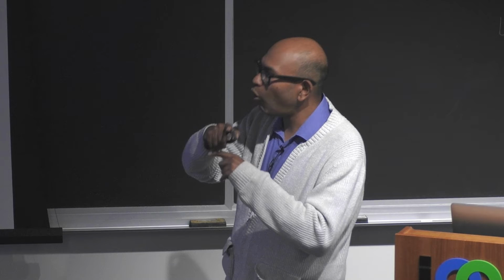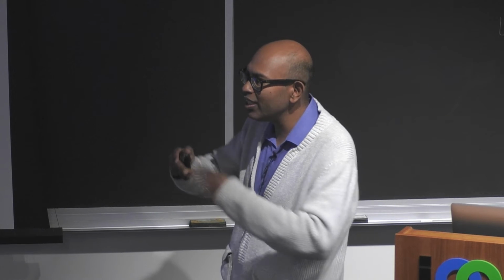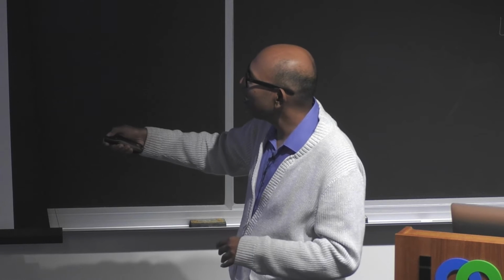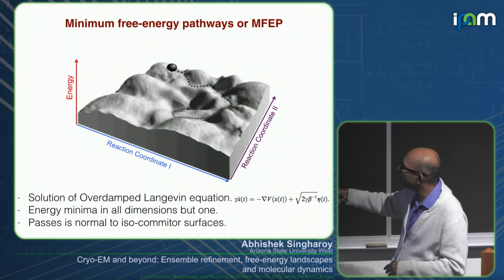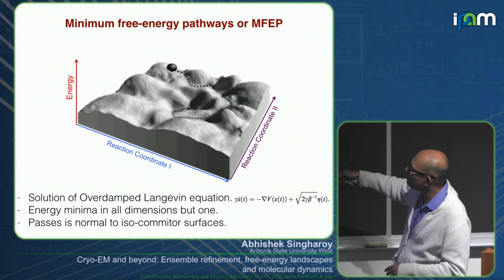I cannot just draw any pathway on the surface and call it minimum free energy. It will have to be a minima in all dimensions, barring this one dimension where I am seeing the barrier. It will not have anything in the orthogonal space. Anything on the sides of the path will actually be a maxima. The barriers will have to be along the path.